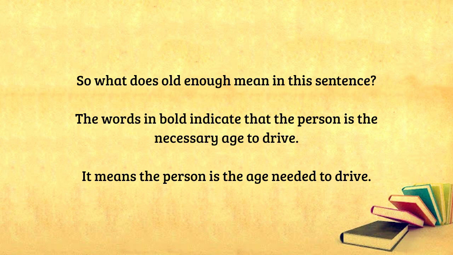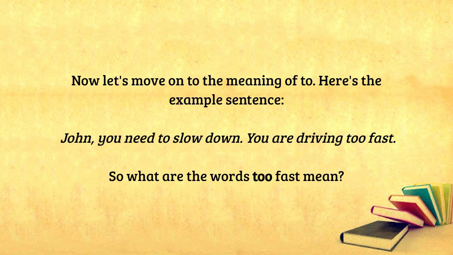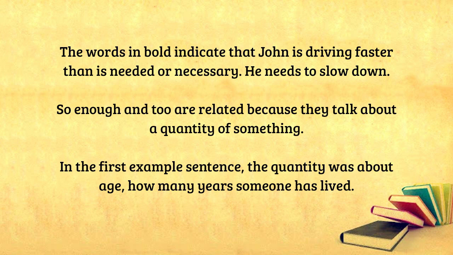The words in bold indicate that the person is the necessary age to drive. It means the person is the age needed to drive. Now let's move on to the meaning of too. Here's the example sentence. John, you need to slow down. You are driving too fast. So what do the words too fast mean? The words in bold indicate that John is driving faster than is needed or necessary. He needs to slow down.